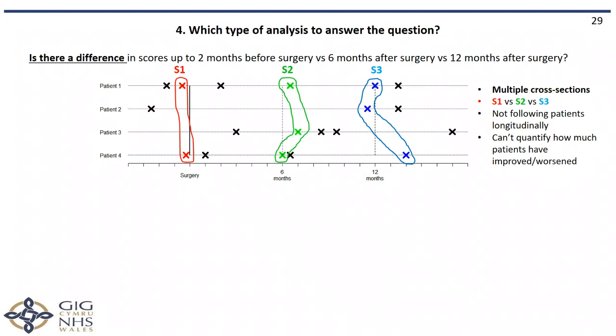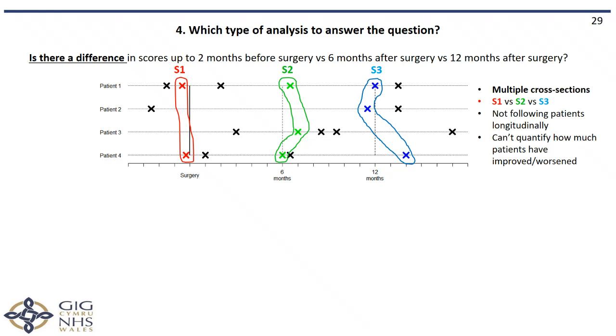So although this might answer the question, the approach is quite weak. We're not really following patients with time here, because we're not considering any improvement or worsening of the individual patients with time. And also, as we can see in the example, we could end up with different patients in each cross section. So only patients 1 and 4 are in the pre-surgery cross section, patients 1, 3, and 4 are in the 6-month cross section, and only patients 1, 2, and 4 are in the 12-month cross section.